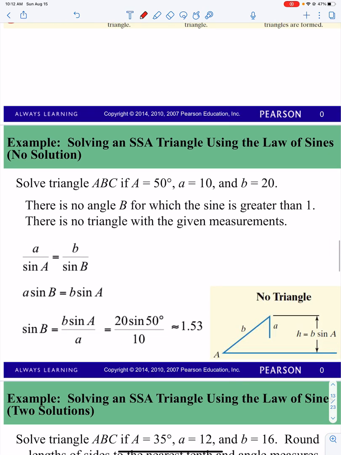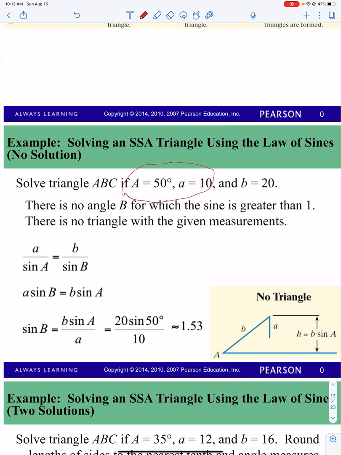Okay, so we solve the triangle if A equals 50, a equals 10, b equals 20. Do we have a pair? Yes, angle A and side a. So what will we do? We have to draw the picture now. So what should we do? a over sine A equals b over sine B.